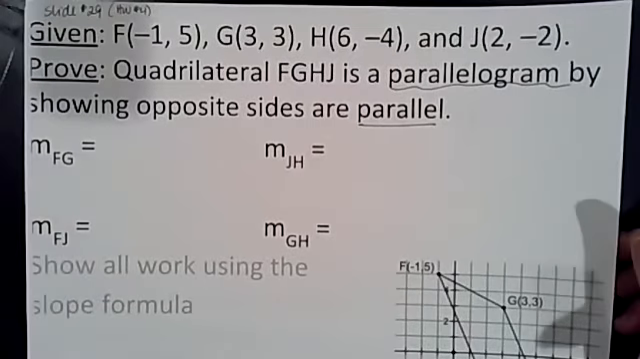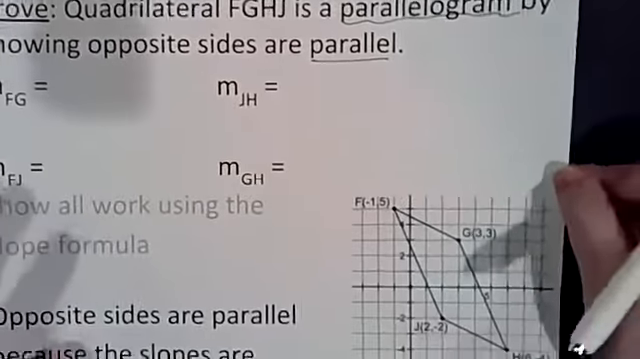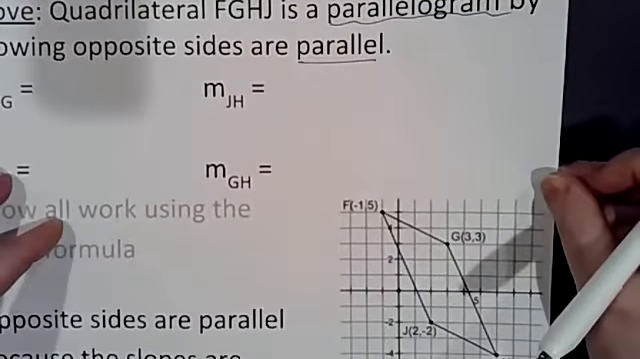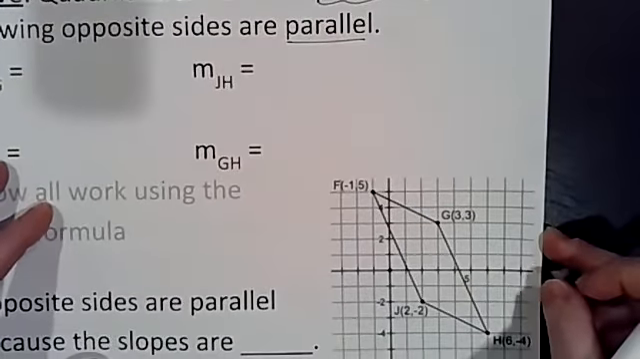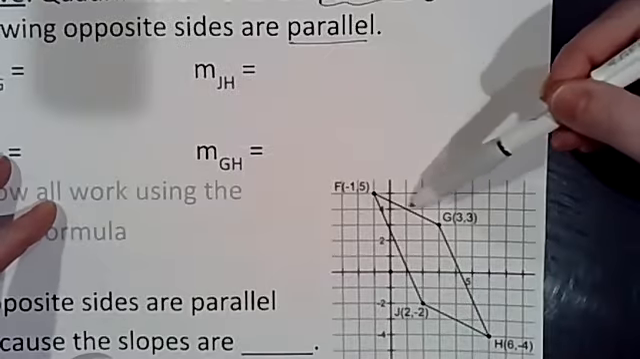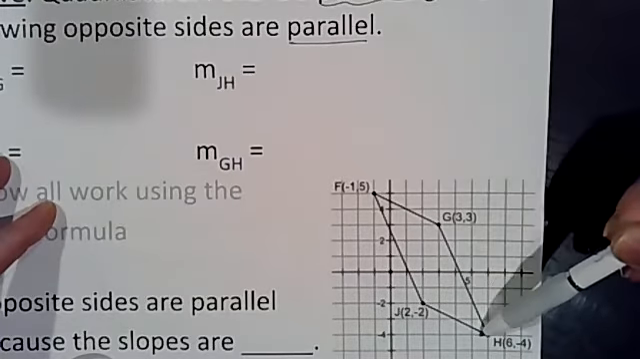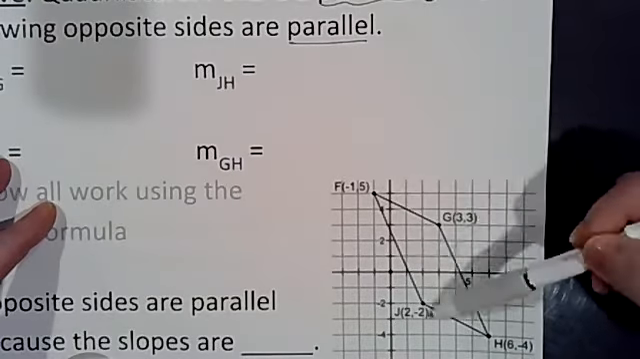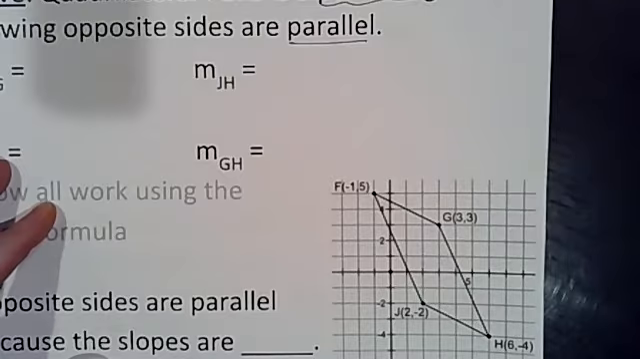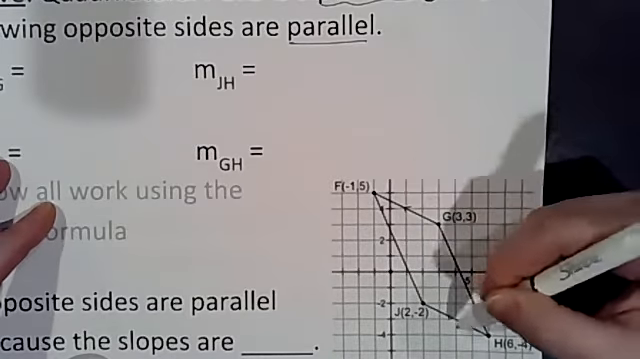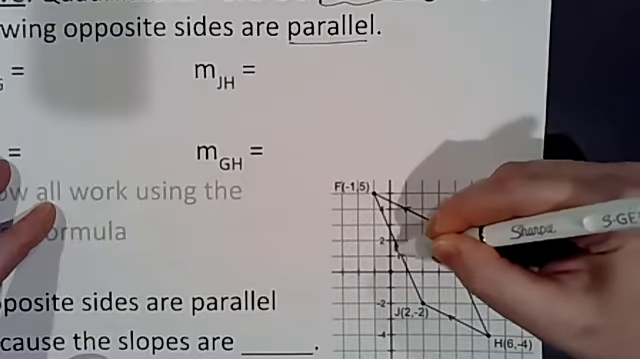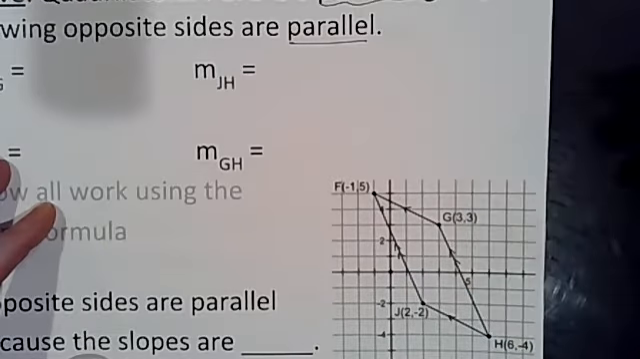You have to know what a parallelogram means, and you need to know how you can prove that something is parallel. I know that a parallelogram has two pairs of parallel sides. When I'm looking at this, I see that this side and this side have a negative slope, and this side and this side also have a negative slope. So my two pairs of parallel sides are this one pair, and this the second pair.